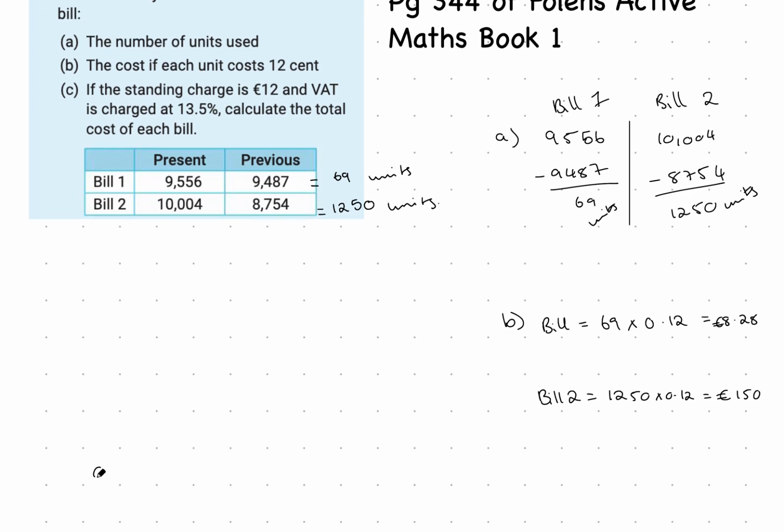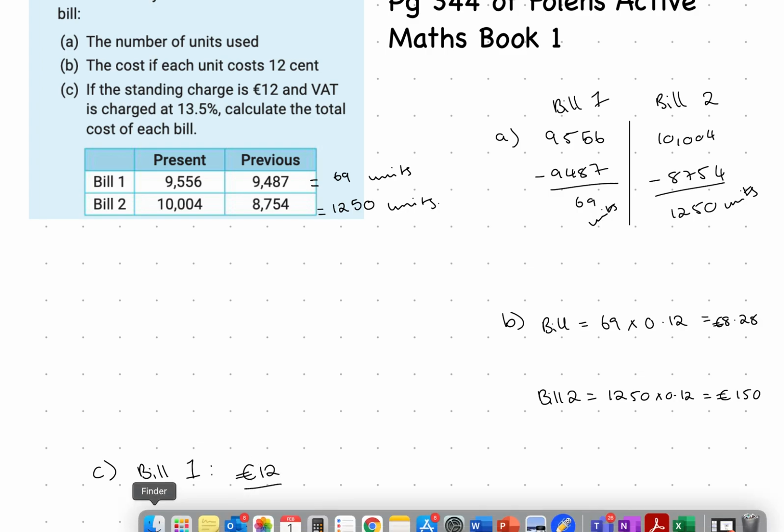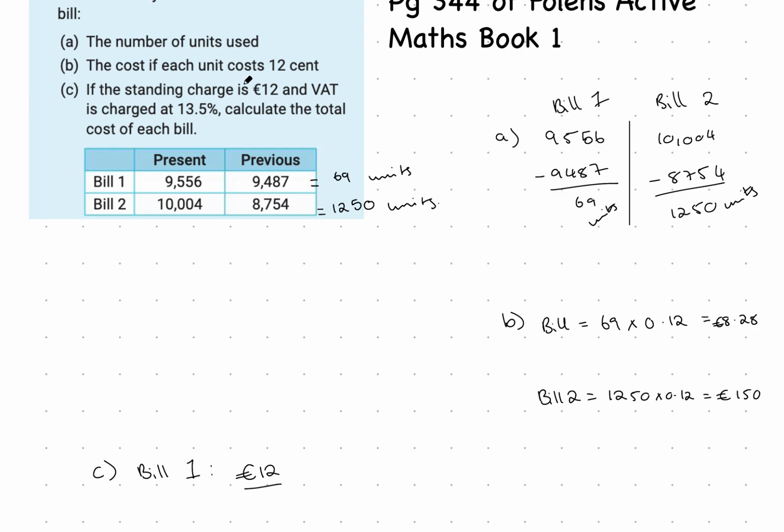So if I write part C over here, for bill number 1, what we know is that the total cost, no matter how many units we used, was €12. That's what they mean by the standing charge here. So the standing charge is €12. No matter what we spend in terms of the units, we're going to pay €12. Then we're going to have the units, and the cost of that was 8.28. And then on top of that will be 13.5%.